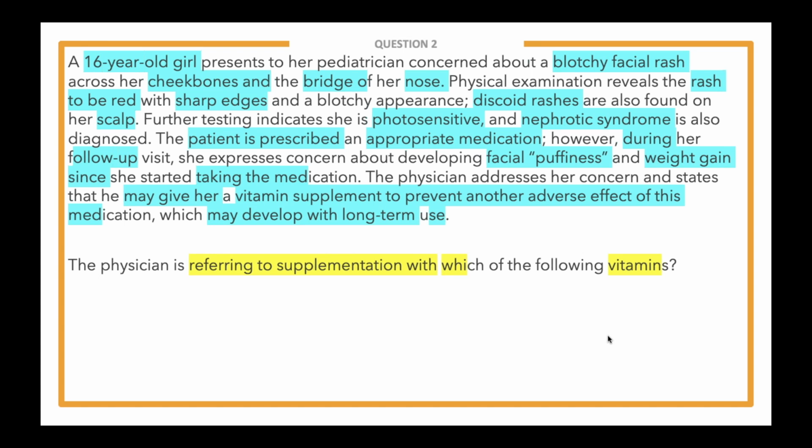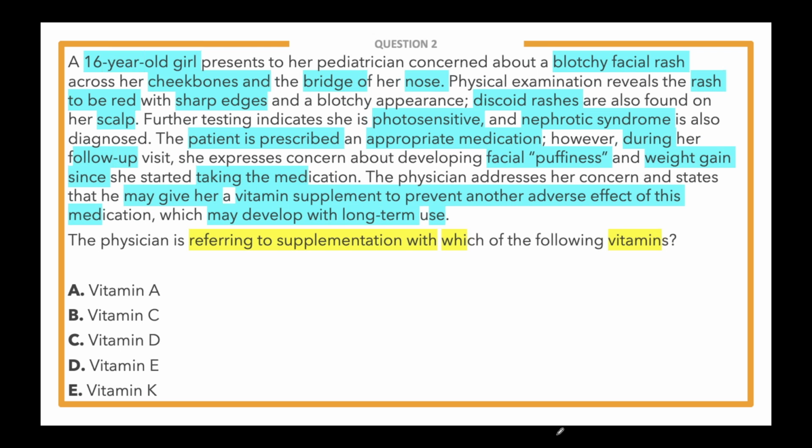So once again, 1, what's her condition? 2, what was prescribed for her? 3, what's another side effect of this medication? And 4, what's a vitamin supplement that can help prevent that? So we have a few steps, a few things that we need to answer. So let's take a look at those answer choices. Answer choice E, vitamin K, D, vitamin E, C, vitamin D, B, vitamin C, and A, vitamin A.